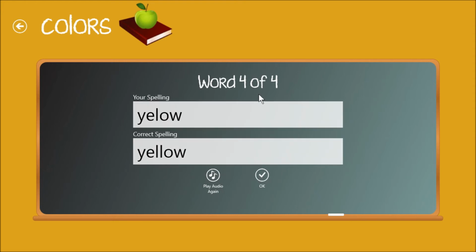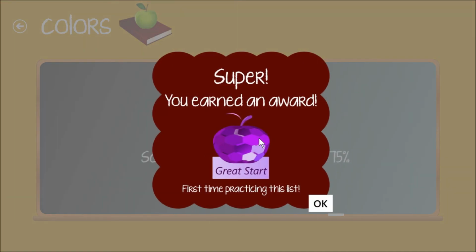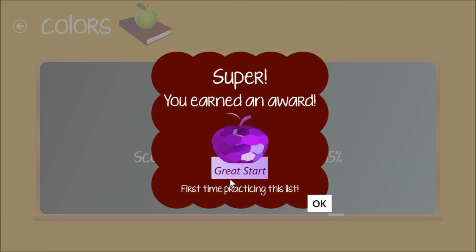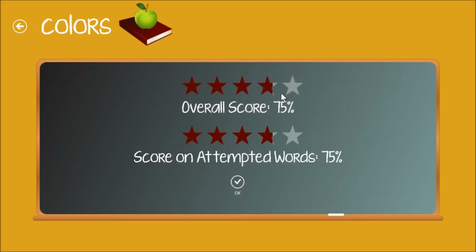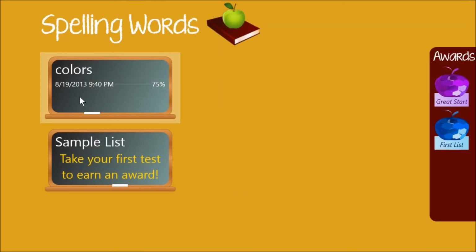So I finished the test. I finished all 4 words. And I won an award because this is the very first time I practiced this particular list. And I get a summary of my score. The overall score 75%. Score on the words that I attempted was 75%. If you remember, you're allowed to skip words. So if you skipped words, then these two values could be different. You might get 100% on the words you attempted, but if you skipped some, then the overall score would be less.